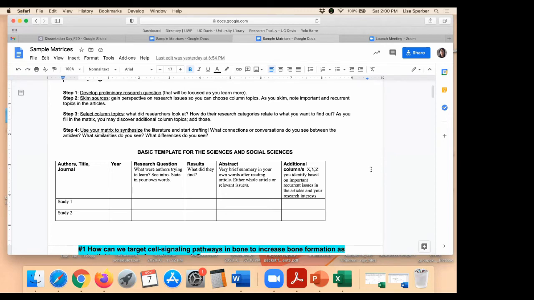If I filled it out for 5 studies, and then I realize, oh, I'm also going to need to look at the materials they use, I'll put a materials column in and then go back and fill those out. And then the 4th step would be using that matrix or graphic organizer to synthesize the literature. You're looking at what connections or conversations you see between the articles, that higher order stepping back: what similarities do you see, what differences do you see, what gaps do you see?